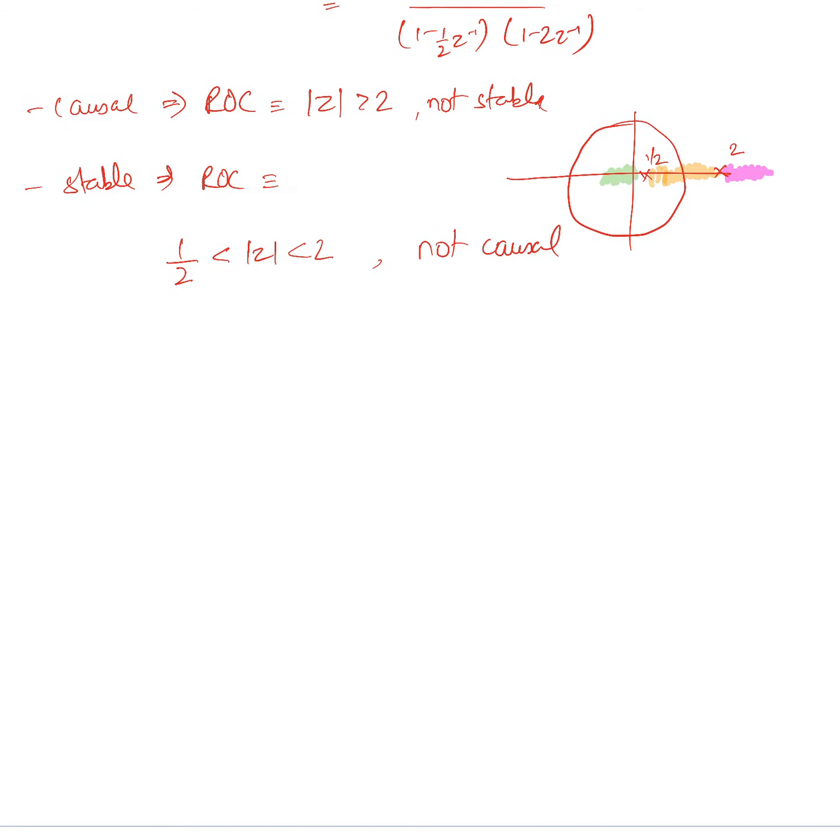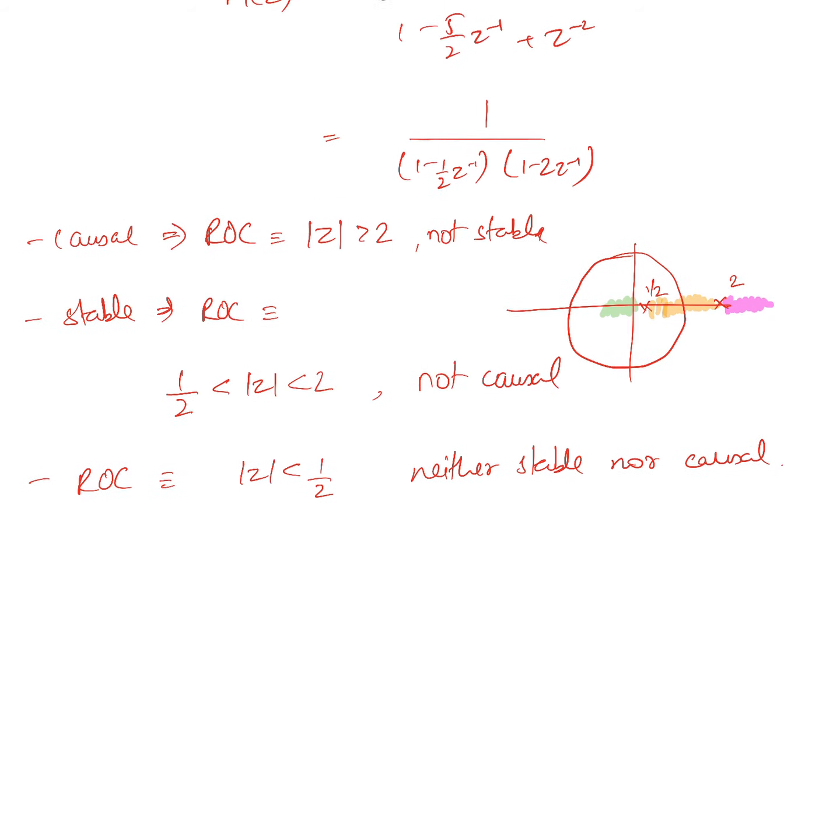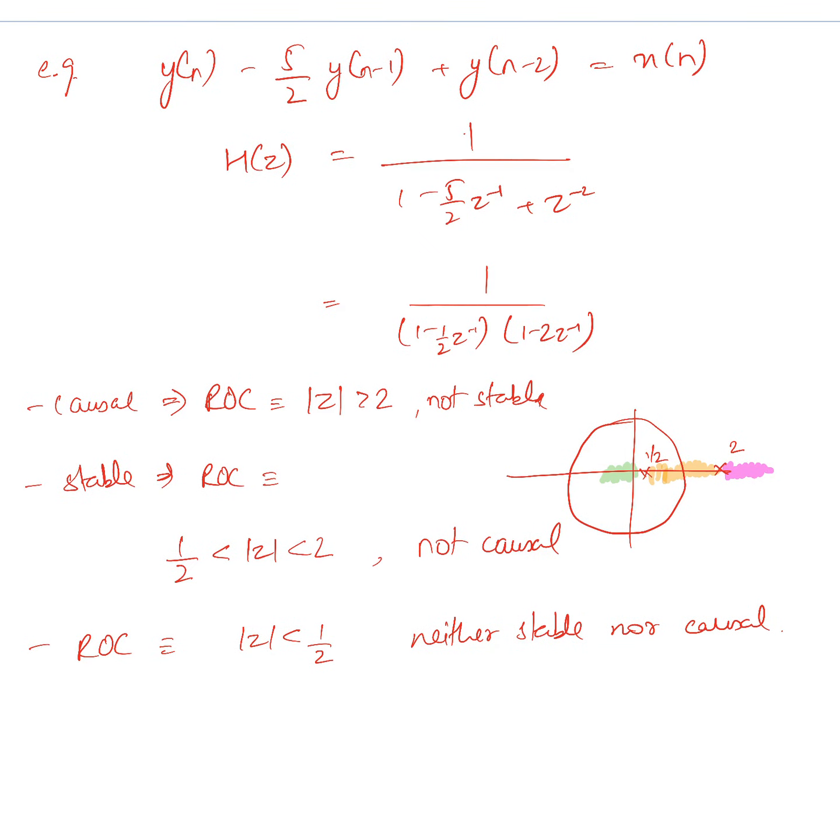Okay, the third region, let's say, is inside the innermost pole. For this, your h of n would not be a right-sided sequence, and the unit circle would also not be included. So it is neither stable nor causal. Both properties won't be satisfied for this example.